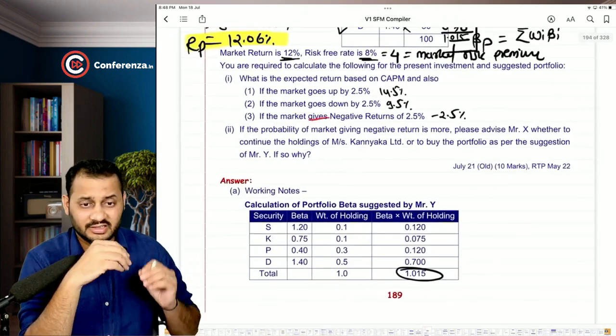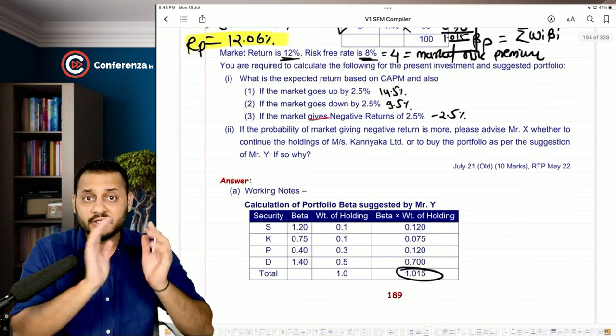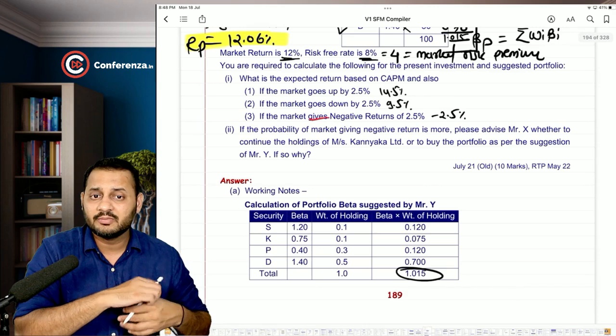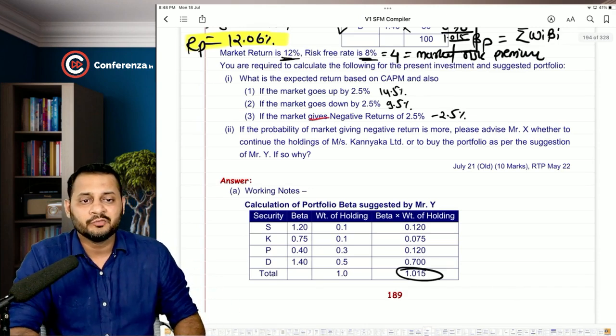I think this was the easiest question that they have asked in the July 21 old syllabus. It was asked in the old syllabus, but do not consider that they cannot ask you in the new syllabus. The syllabus is the same. The portfolio management chapter was the same in both syllabi at that time.